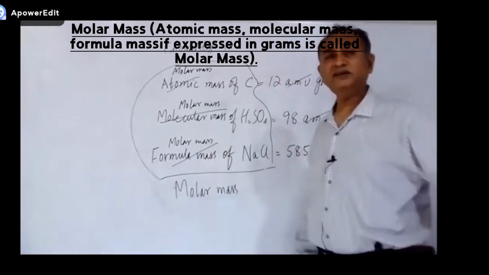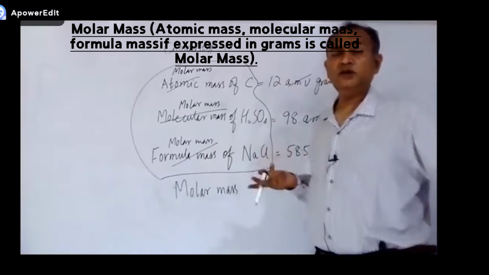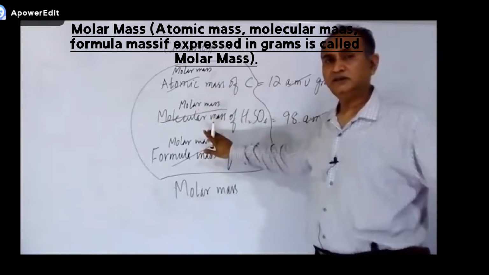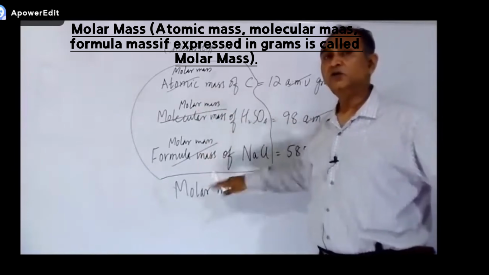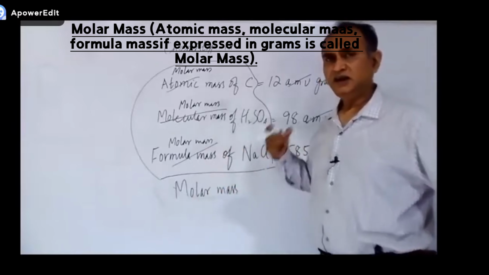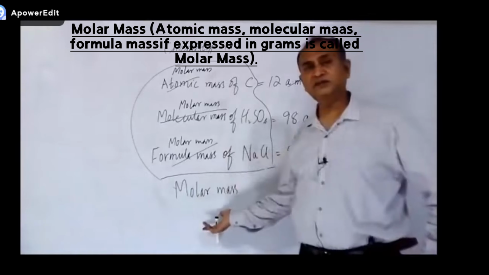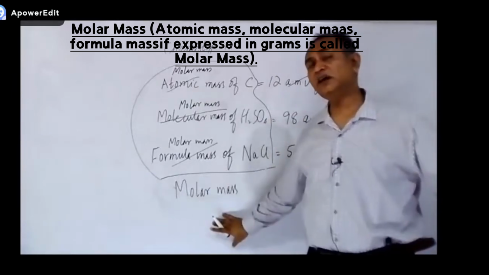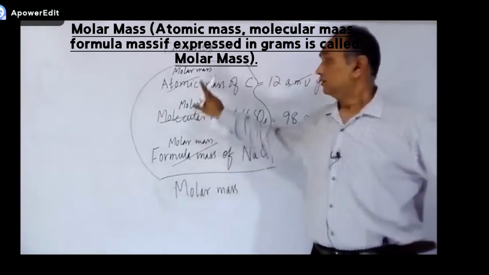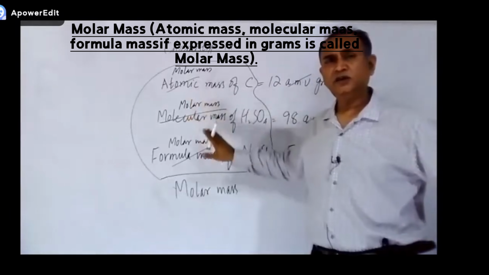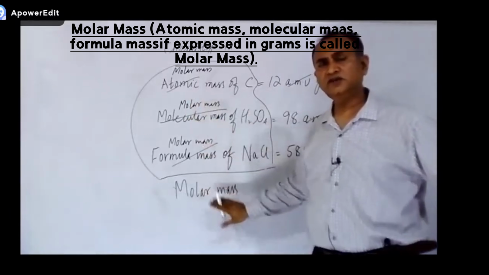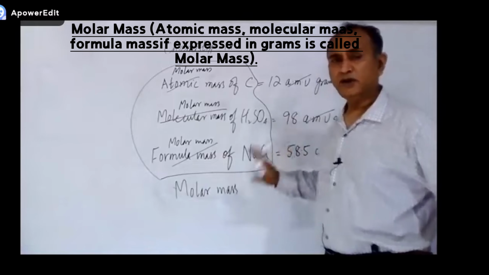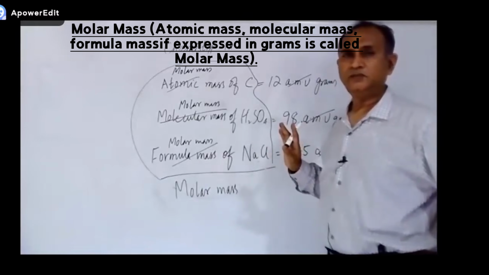So what is the definition of molar mass? Atomic mass, molecular mass, formula mass, when expressed, when written in grams, it is called its molar mass. Molar mass means in grams. I repeat, what is the definition of molar mass? You can see in your book that if you express atomic mass, molecular mass, or formula mass in terms of gram, it will be called molar mass. Okay?